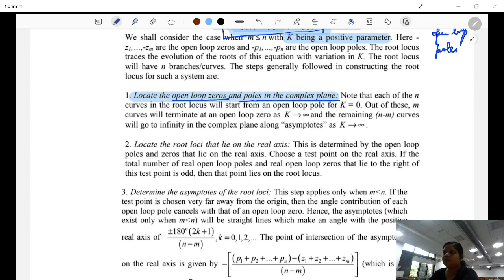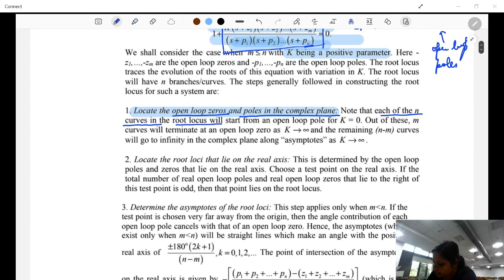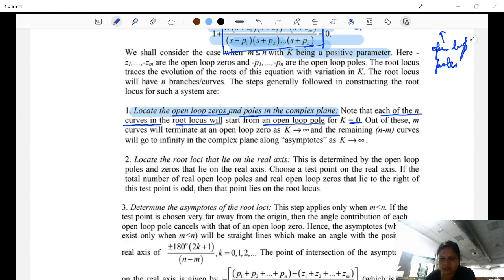Then we also know how the root locus branches will emerge. Let's say there are some number of curves which are going to emerge. Note that each of the n curves, n is the total number of poles. The n curves in the root locus will start from an open loop pole for k is equal to 0. So always at an open loop pole you're going to have k is equal to 0, and then you're going to have k is equal to infinity for an open loop zero. So essentially, the branches emerge from an open loop pole and terminate at an open loop zero. If a sufficient number of open loop zeros are not present, then they will go to infinity. There comes the concept of asymptotes and everything that we'll discuss again.